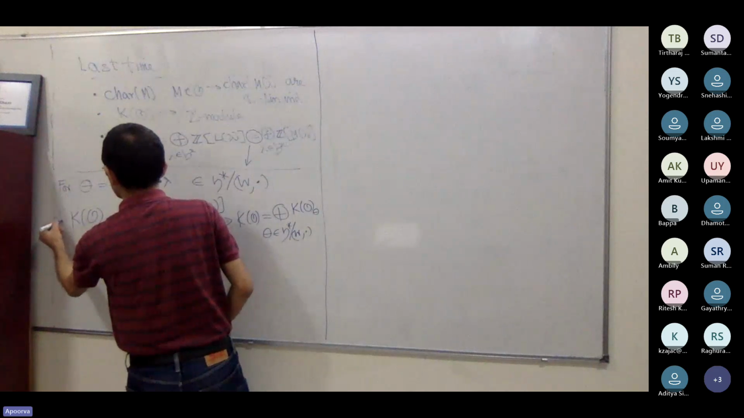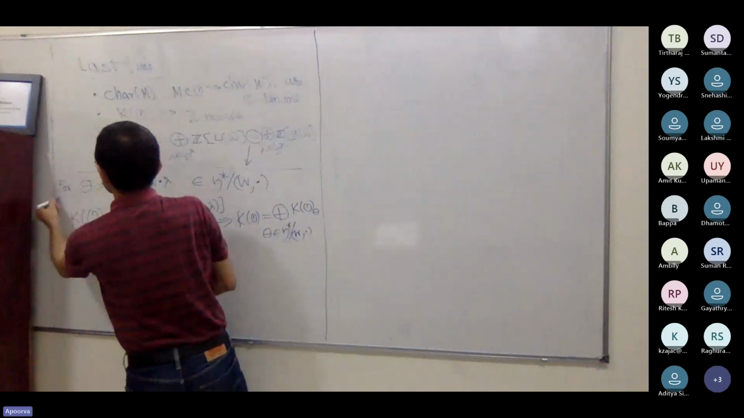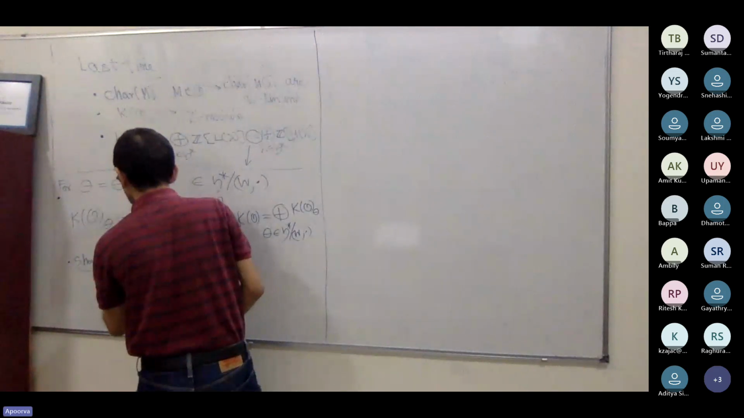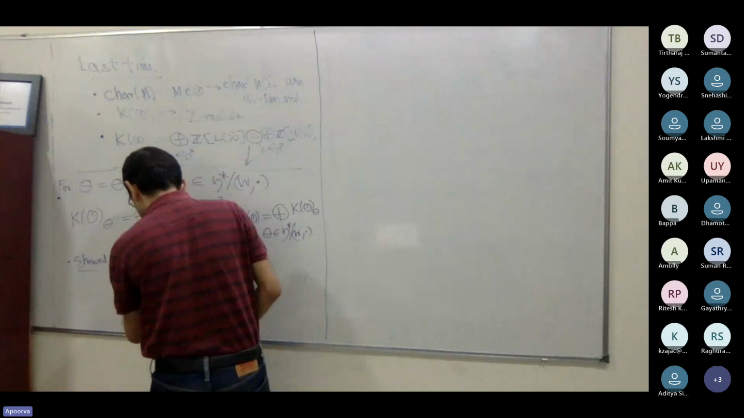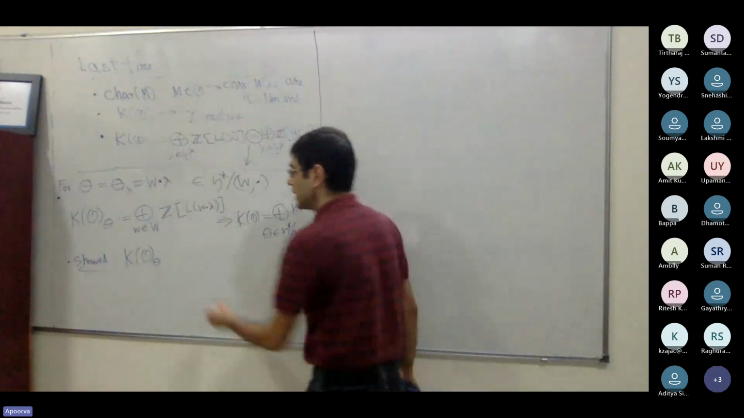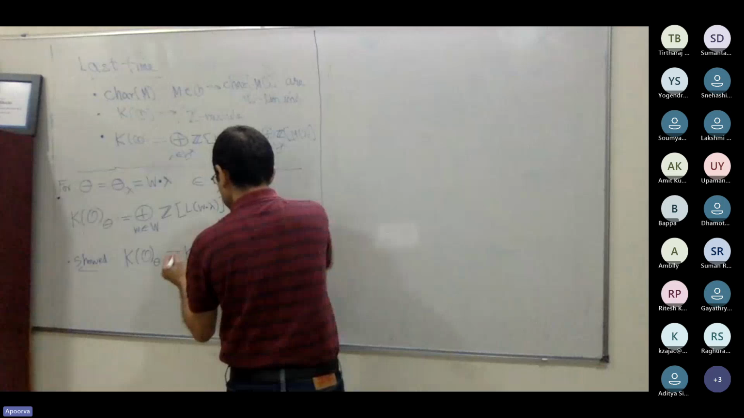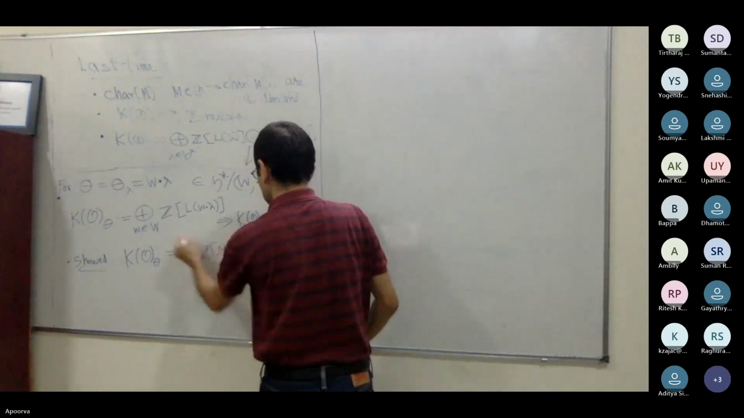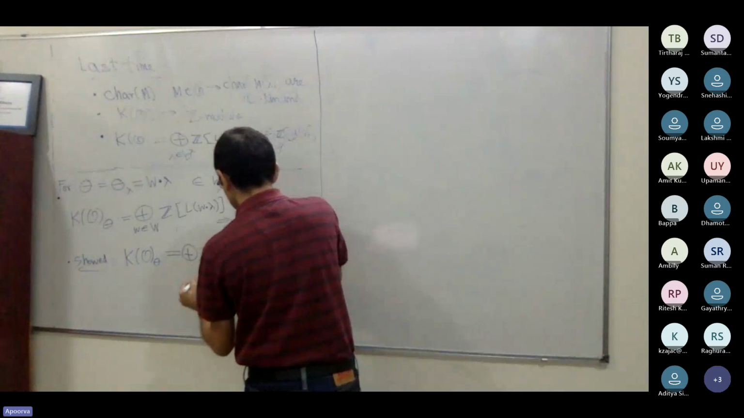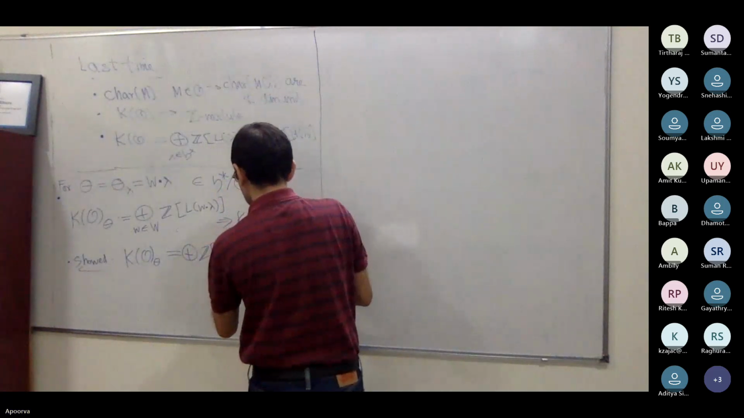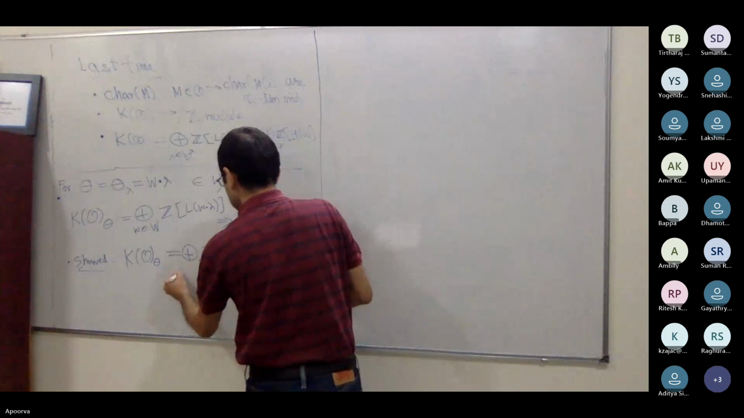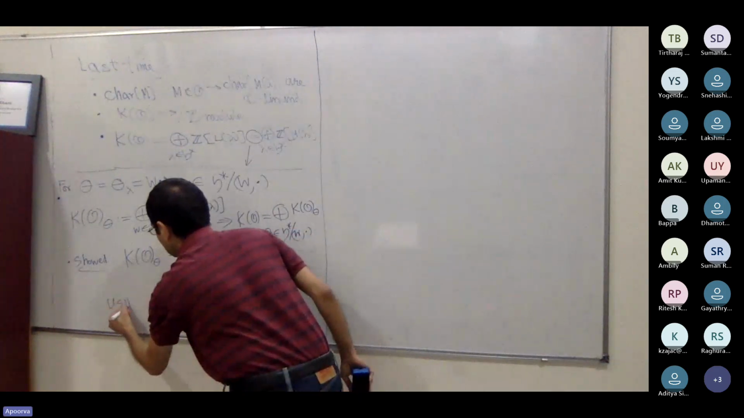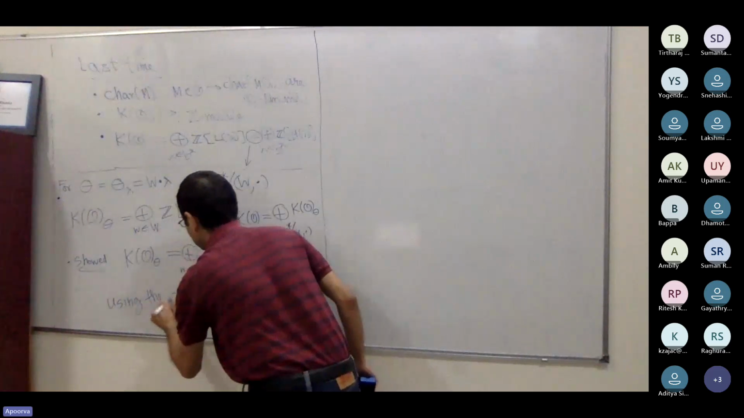We showed that on the level of these smaller subgroups, just over the twisted Weyl orbits, K_O theta is the same as the direct sum of the Verma modules, M of w dot lambda. This was the main point, and the way we showed this was using the decomposition matrix.